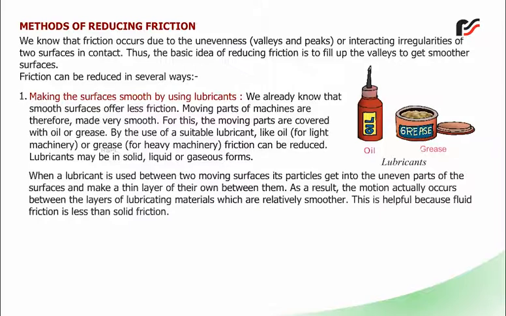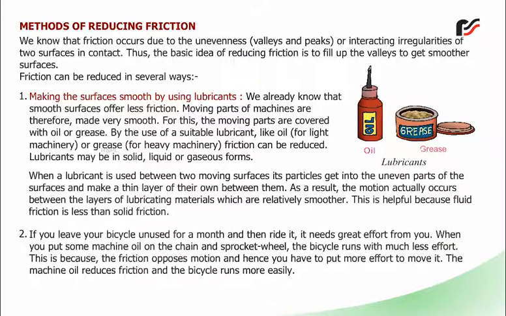When a lubricant is used between two moving surfaces, its particles get into the uneven parts of the surfaces and make a thin layer of their own between them. As a result, the motion actually occurs between the layers of lubricating material, which are relatively smoother. This is helpful because fluid friction is less than solid friction.